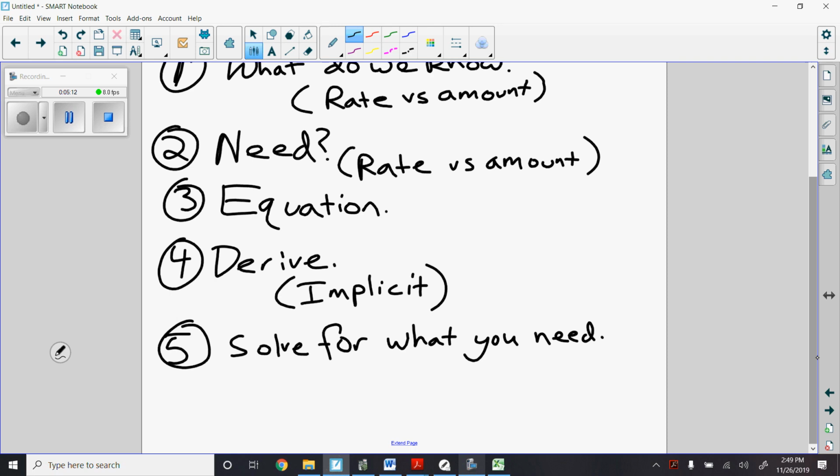Occasionally, after you derive and solve for what you need, you might find that you have two unknowns. So we need to go back to our know list and see if there was anything we could have added to it. Sometimes they give you a piece of information that isn't directly what you need, but can be related to something directly that you need. I'll show you an example of what I mean by that. Let's take a look at, I'm going to show you 3 examples.